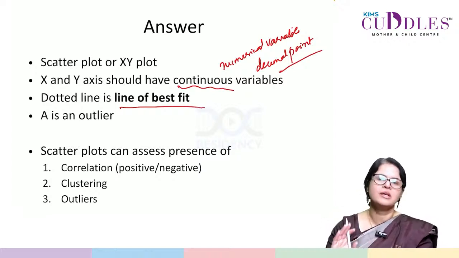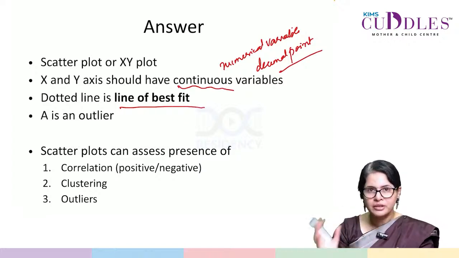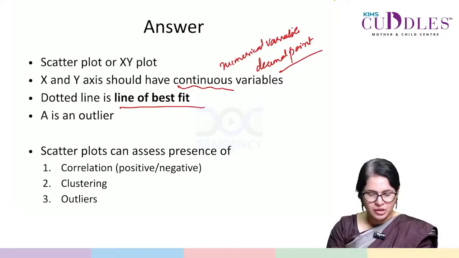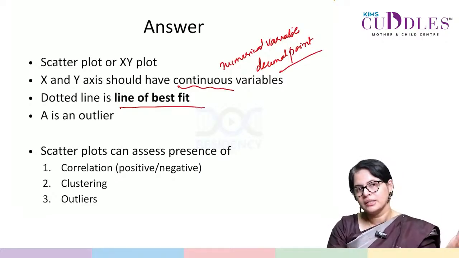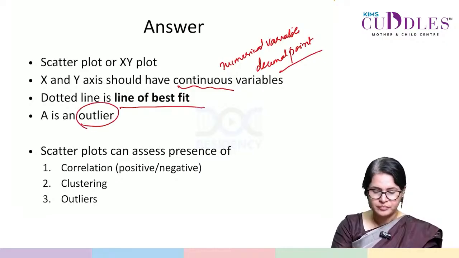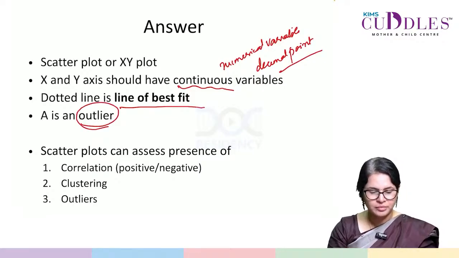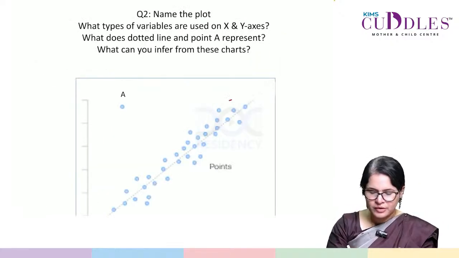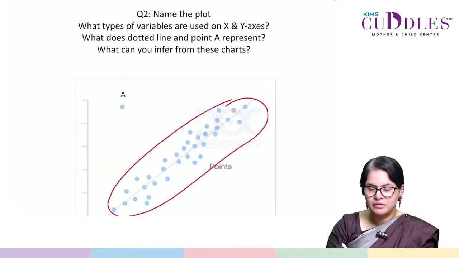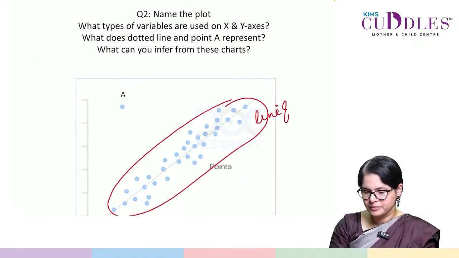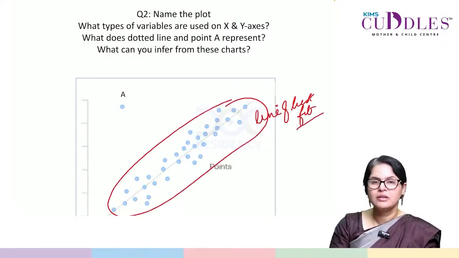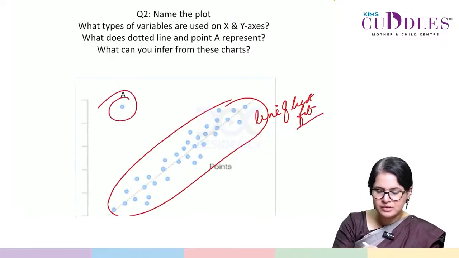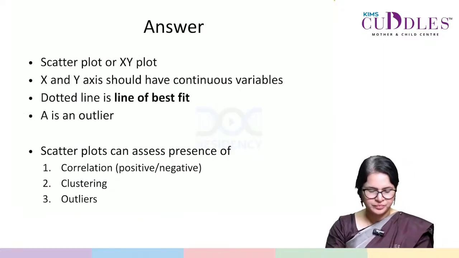So that represents the correlation in the majority of the values. If you have a point that lies outside this line of best fit, it is called an outlier, like we saw in the previous graph. If you see, the majority of the variables are lying here. So this is the line of best fit, and any variable lying outside this line of best fit is represented as an outlier.